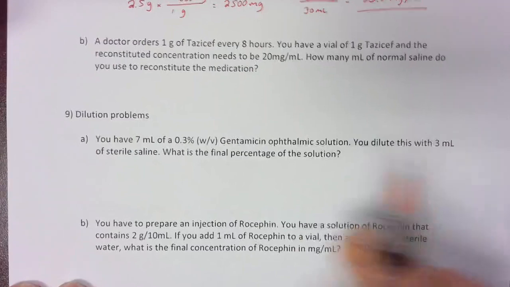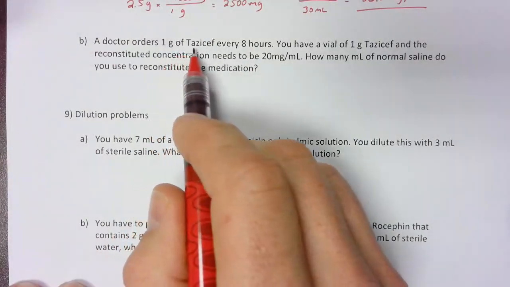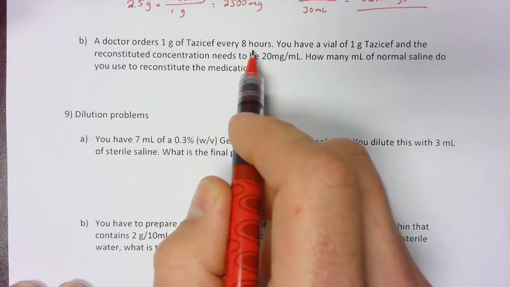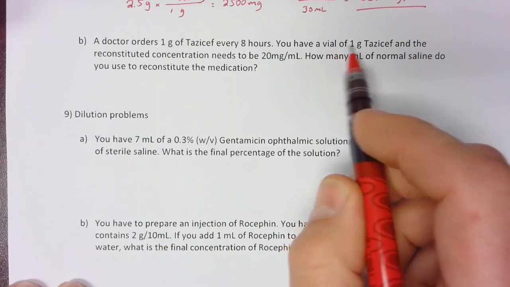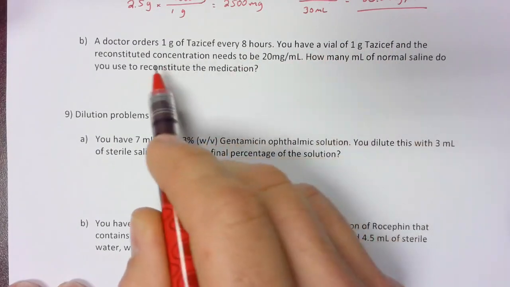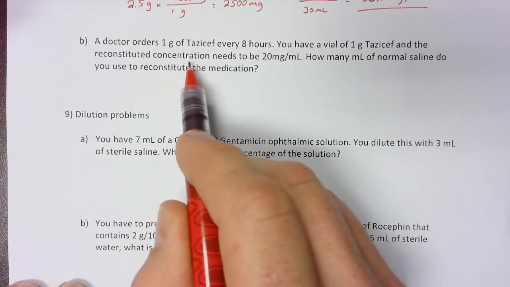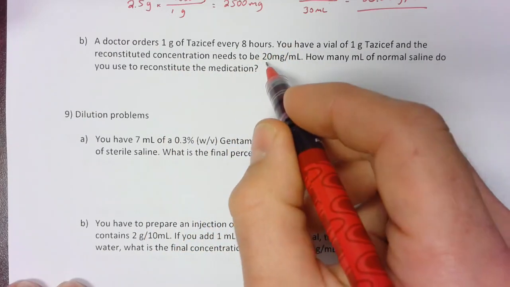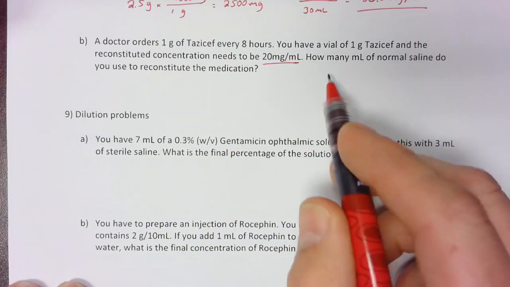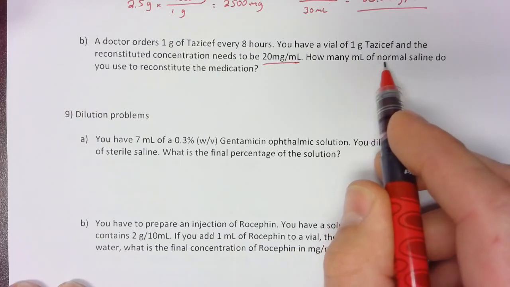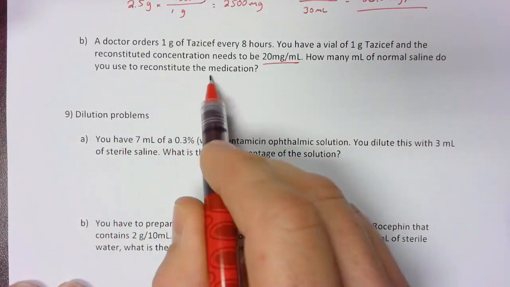B says a doctor orders 1 gram of Tazosef every 8 hours. You have a vial of 1 gram Tazosef, and the reconstituted concentration needs to be 20 milligrams per milliliter. How many milliliters of normal saline do you use to reconstitute the medication?